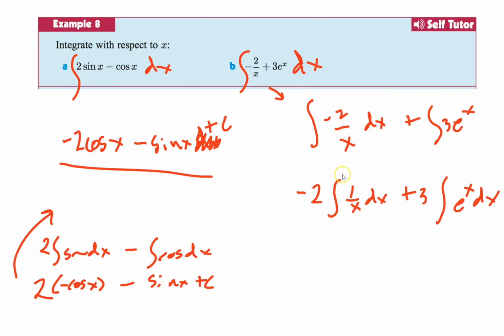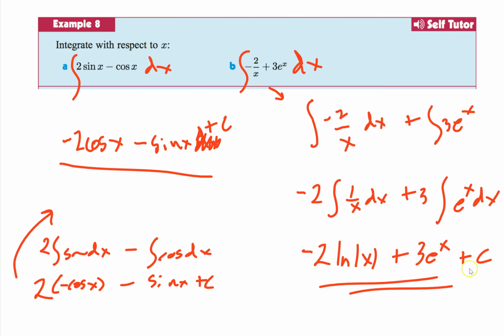Integral of this, that's just natural log, right? It's kind of hard to see it right there, but now it's just natural log. So this is going to be -2 natural log absolute value of x plus the integral of e to the x, which is 3e to the x, and then add the constant.